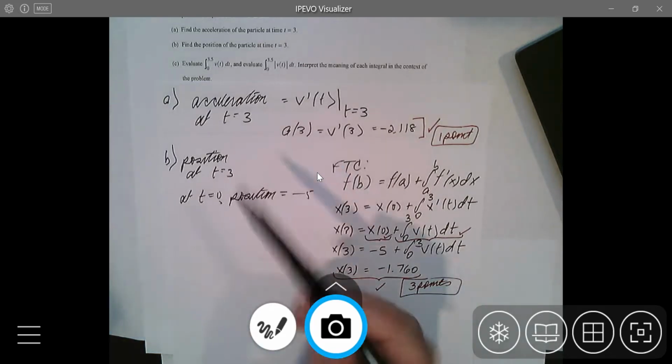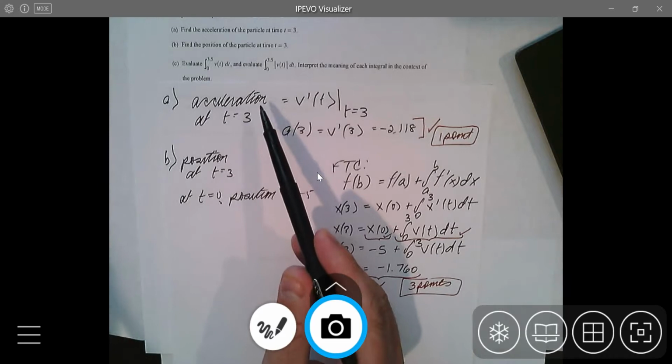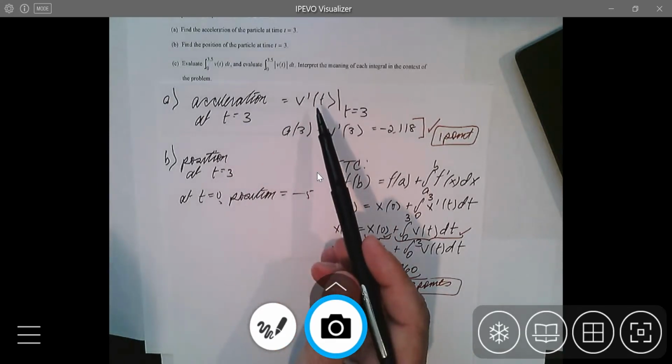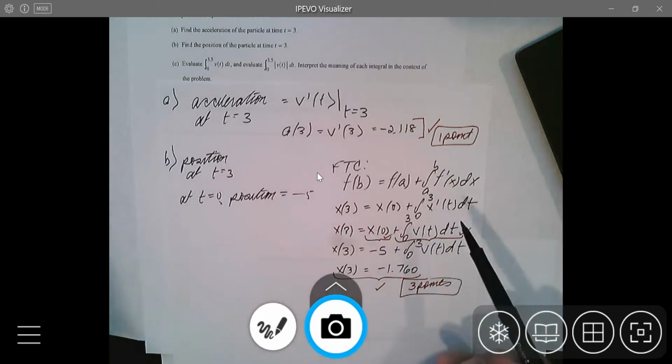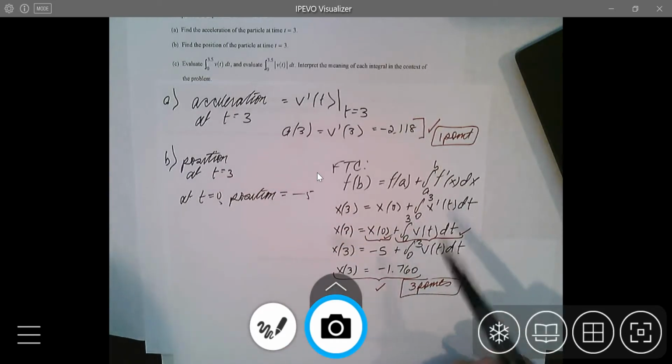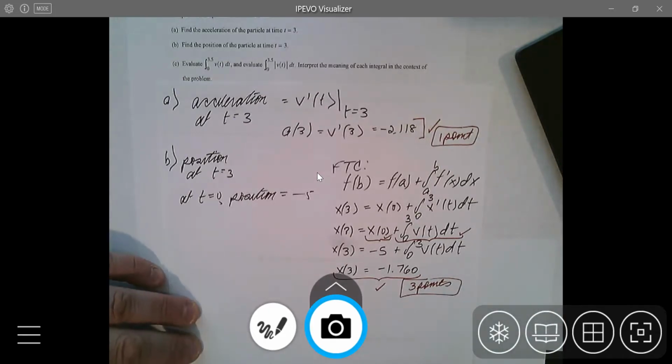You need to have these core bits of information about acceleration and how it relates to the velocity, position and how it relates to the velocity, and the fundamental theorem of calculus. So you need those calculus concepts, but your calculator is really doing all the heavy lifting here. Let's keep going.